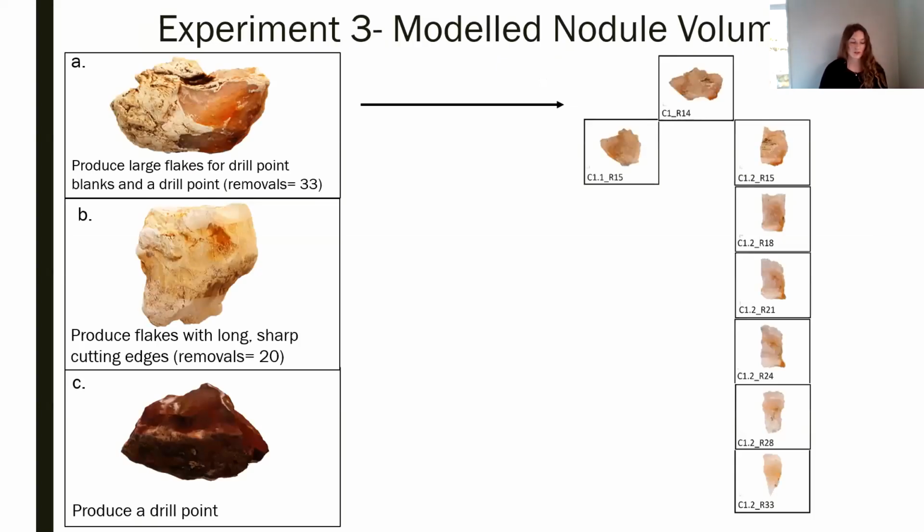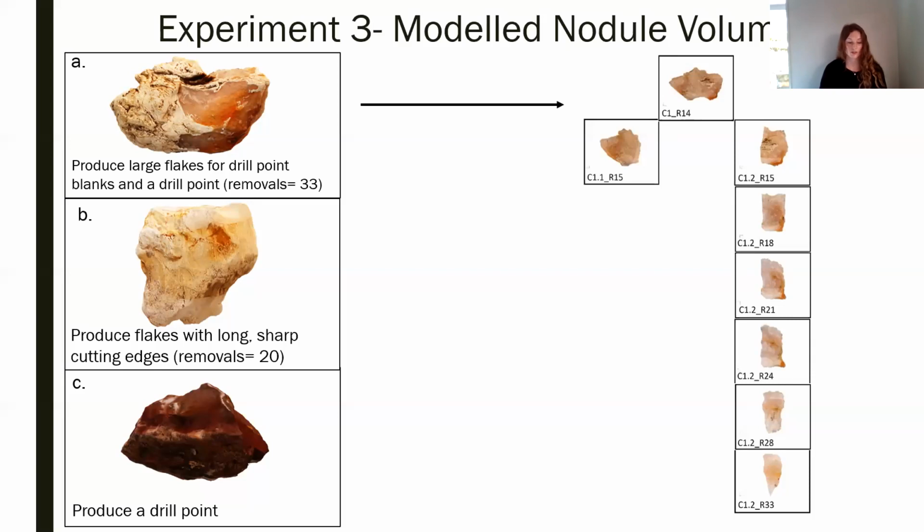So although the results aren't discussed in detail here, photogrammetry was also used to explore improvements to the modelling of original nodule volume. 3 chert cores were reduced with 3 different knapping goals that were reflexively altered to suit the quality of the chert nodule. The goal of this experiment was to quantify the loss of volume throughout the reduction process to retrospectively reconstruct original nodule volume based on landmarks or metrics of the exhausted core.